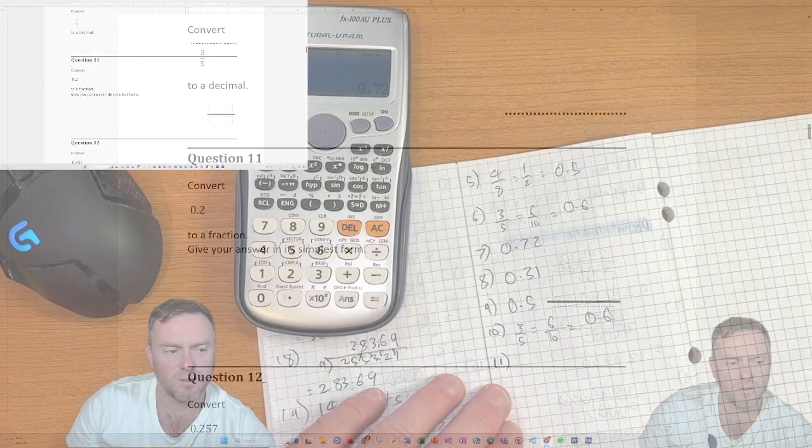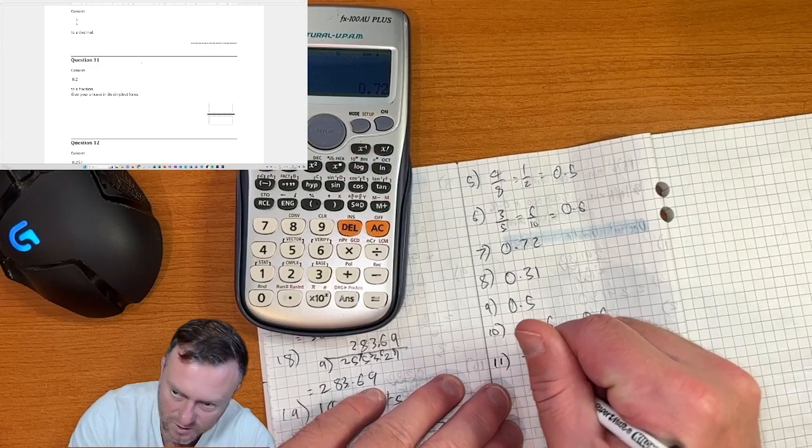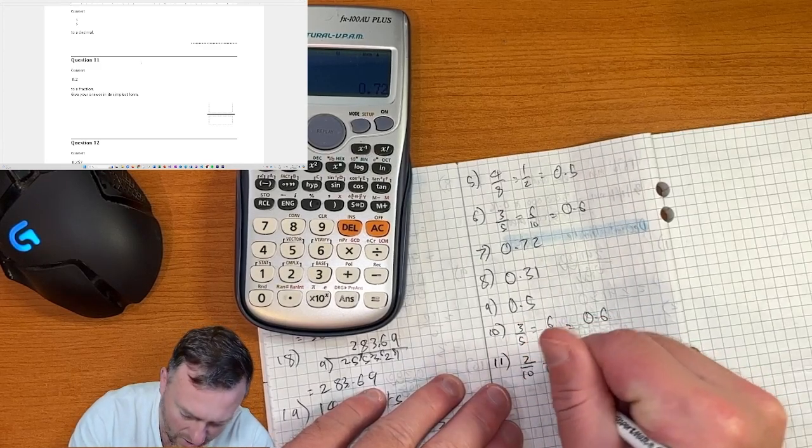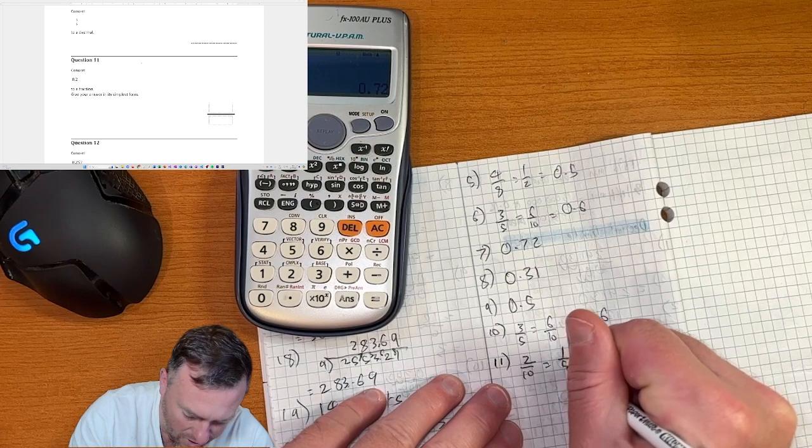0.2 as a fraction given in its simplest form. So that's the same as 2 over 10. And then we can divide both the top and bottom by 2, so you get 1/5.